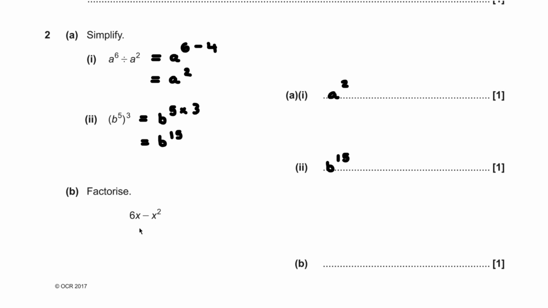Part B, factorise 6x subtract x squared. The highest common factor of 6x and x squared is x, so x would go on the outside. We then open our brackets. X multiplied by 6 gives 6x, x multiplied by negative x gives negative x squared. So 6x subtract x squared is the same as x multiplied by 6 subtract x.